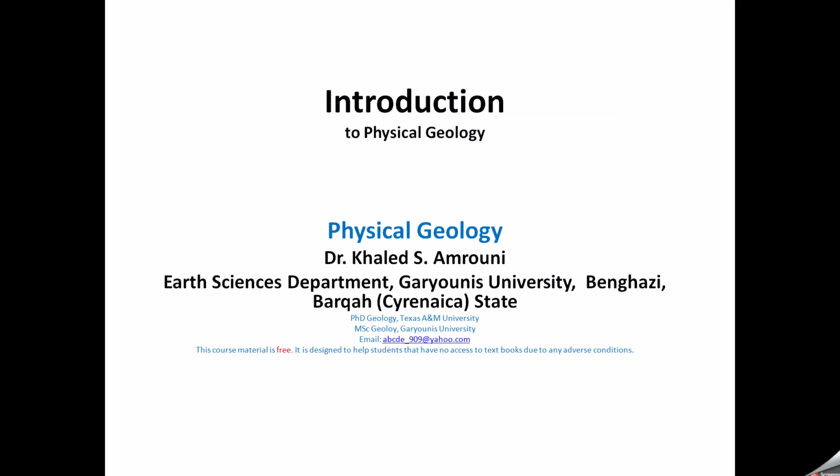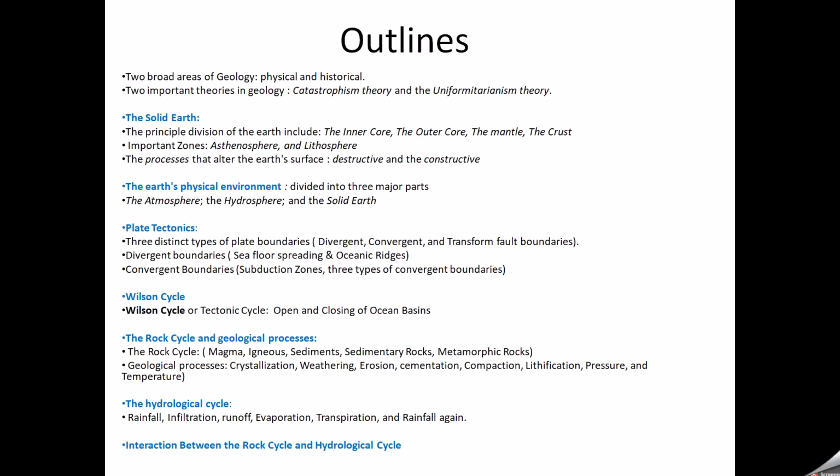Introduction to physical geology. In this introduction, we're going to cover two broad areas of geology, physical and historical, and two important theories in geology, catastrophism theory and uniformitarianism theory. And then we're going to cover the solid earth, which is basically the inner core, outer core, mantle and crust, and two important zones, asthenosphere and lithosphere, and the processes that alter the Earth's surface, destructive and constructive forces, and the Earth's three physical environments: the atmosphere, hydrosphere, and solid Earth.